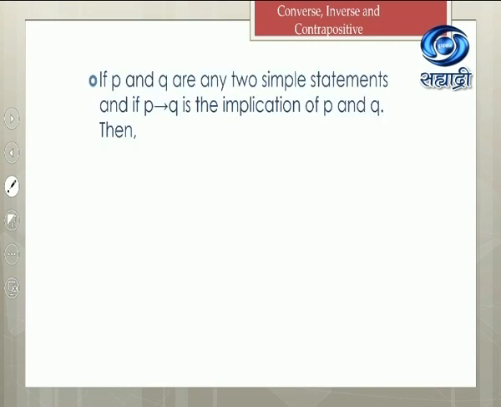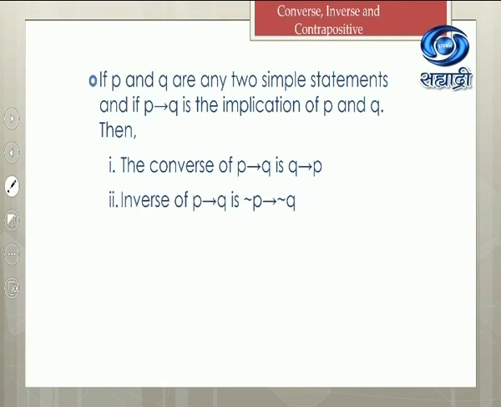Now let us see converse, inverse and contrapositive. Students, we have seen what we mean by implication. P implies Q is an implication statement. If P and Q are any two simple statements, and P implies Q is the implication, then the converse of P implies Q is Q implies P. The inverse is negation P implies negation Q, and contrapositive is negation Q implies negation P. In this way, we can get all the converse, inverse and contrapositive.